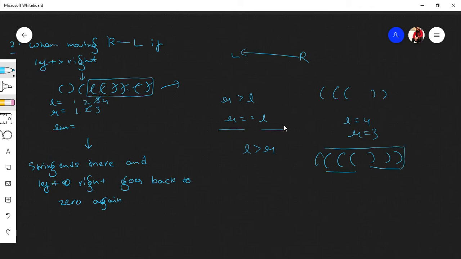We can even return the max length as 6. No worries. But as soon as our left goes to 4, a problem arises because we cannot consider this string. This is an invalid string. So we need to break it right here, and at this point we need to make right equal to 0 and left equal to 0. Then again we need to traverse if there are further strings.